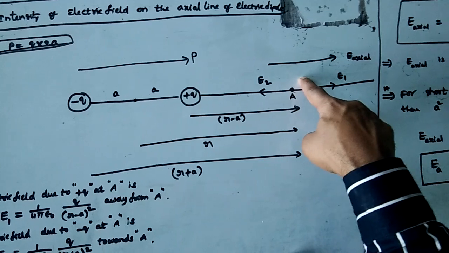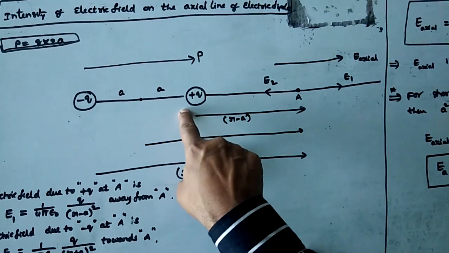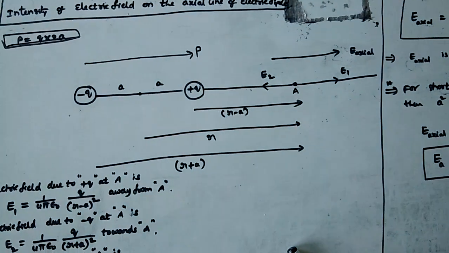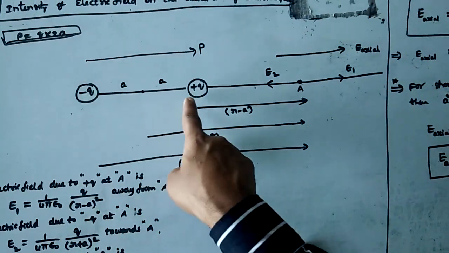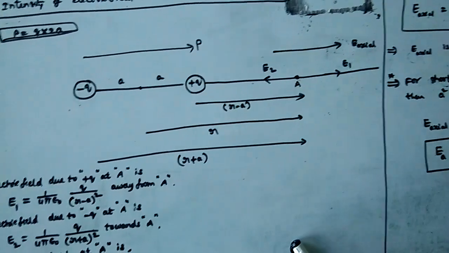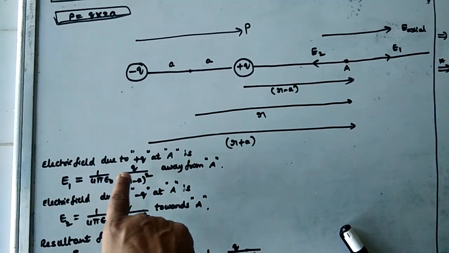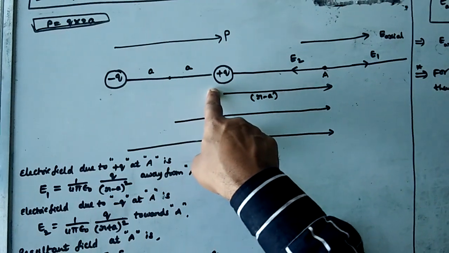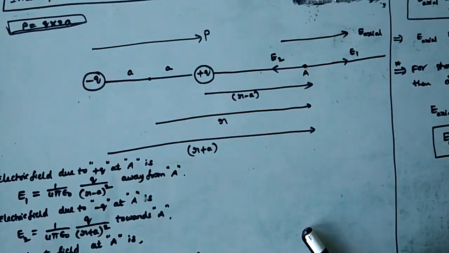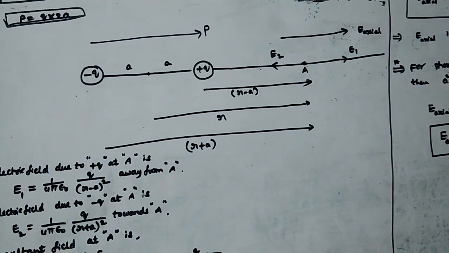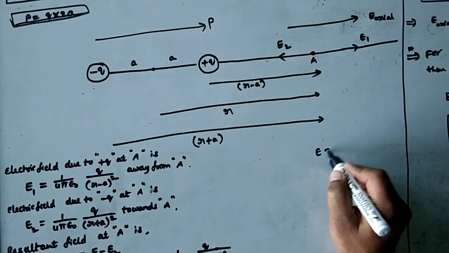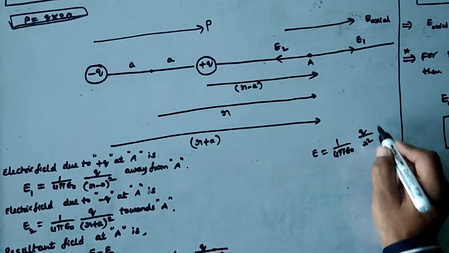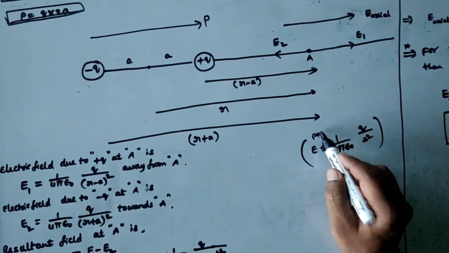Who is giving the electric field at this point A? Point charge plus Q will give an electric field, and point charge minus Q will give an electric field. Let me first find the electric field due to the positive charge at A. I told you this is a point charge. The electric field due to a point charge is 1 by 4 pi epsilon naught Q by distance square.